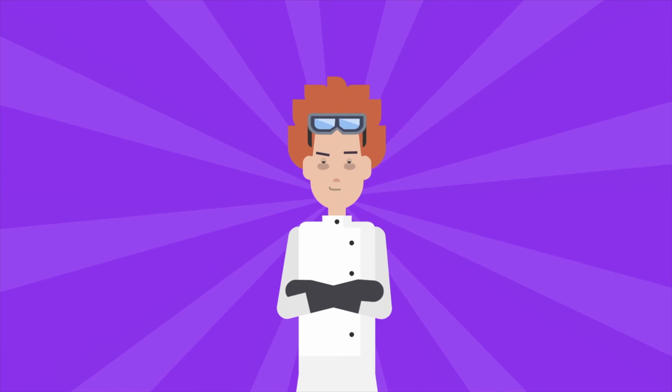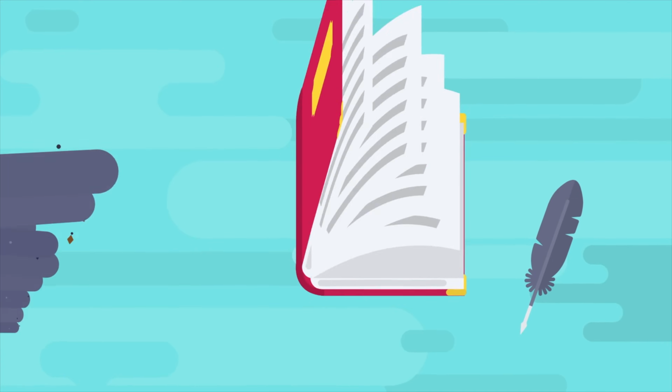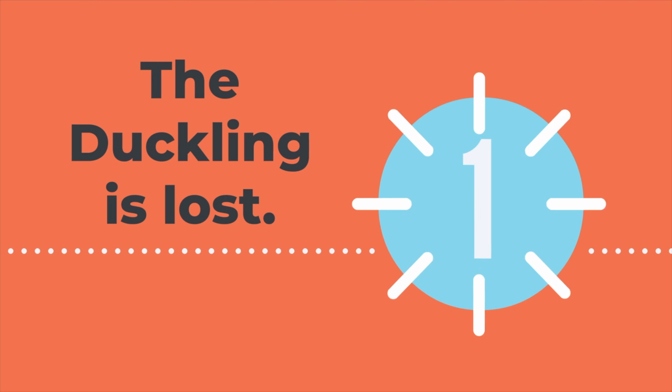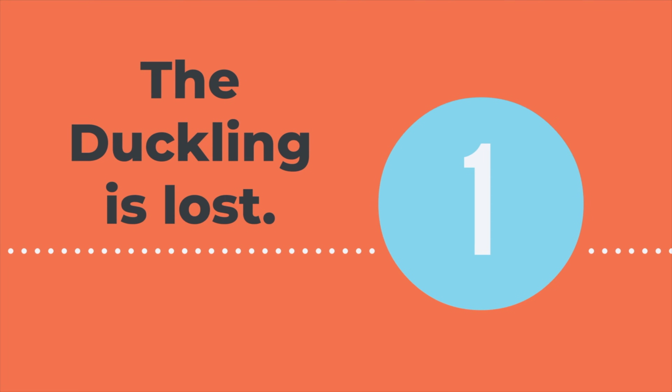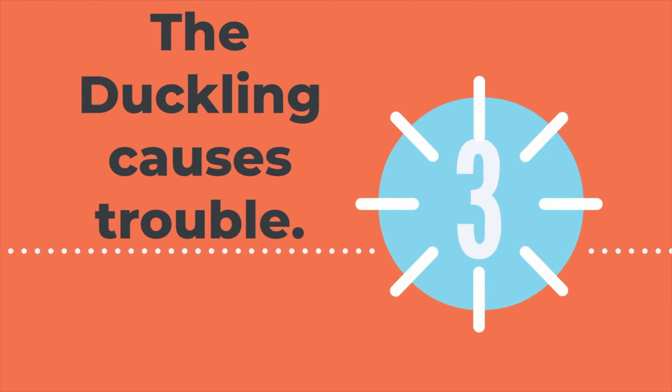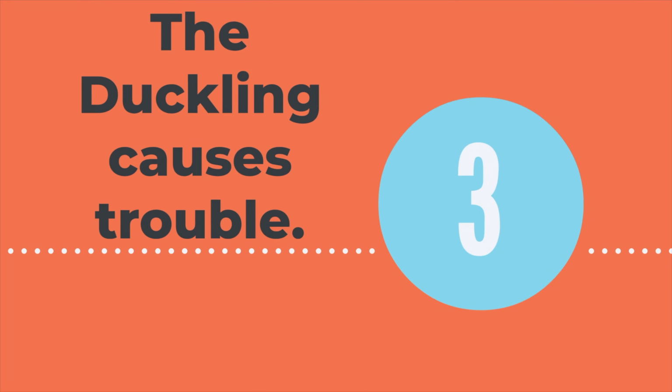It could be a big bully or an evil villain. For example, in our story, there's a couple external problems. First, the duckling is lost. It doesn't know where its family is. Second, the duckling needs someone to take care of her. And lastly, the duckling bothers the other trucks by making a huge mess.